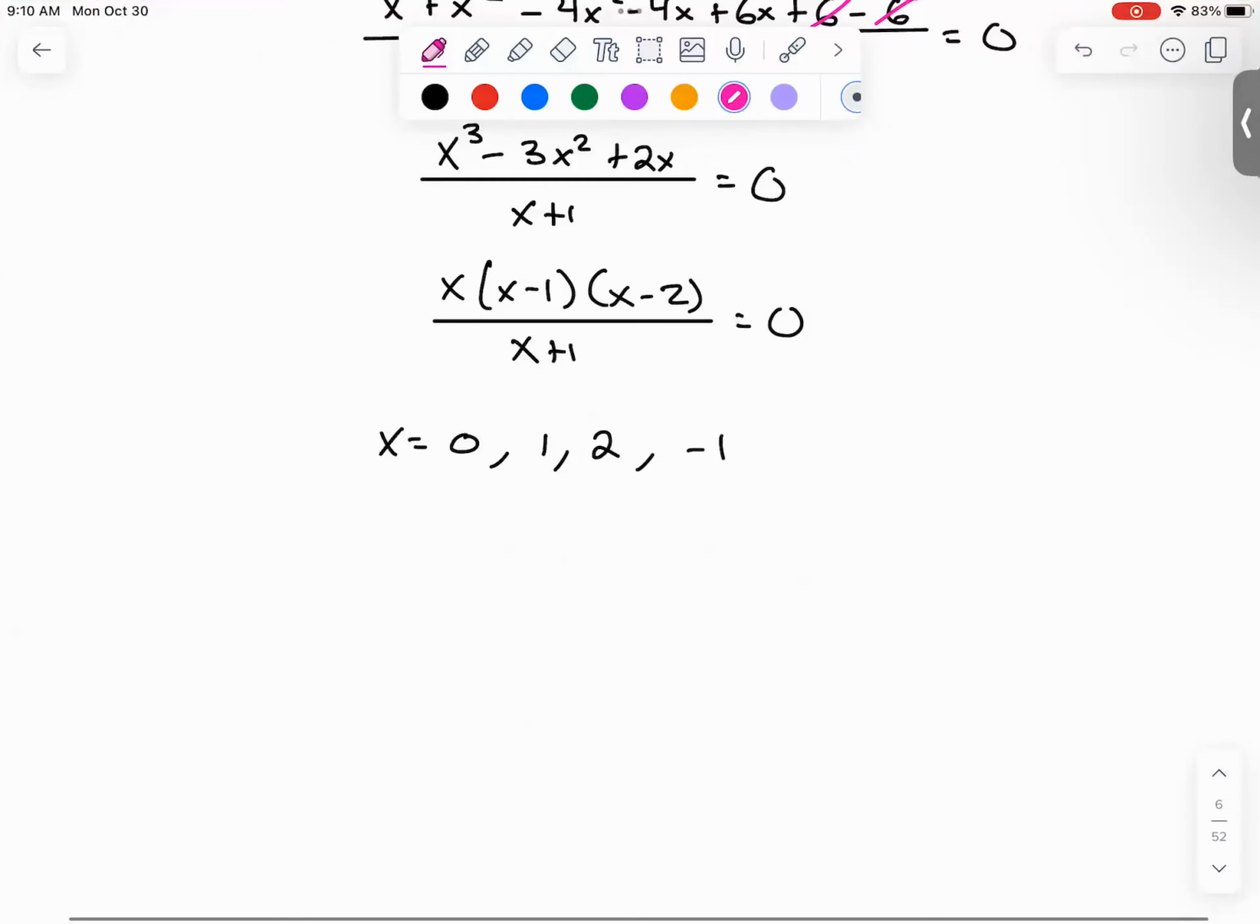So these were from L prime equaling 0. This was from L prime not existing.